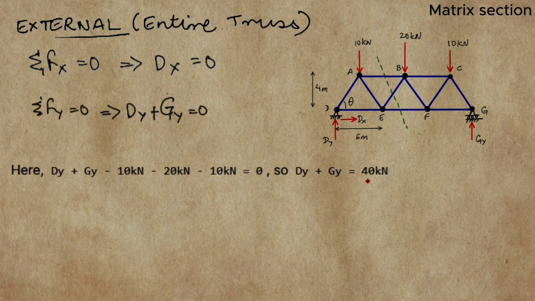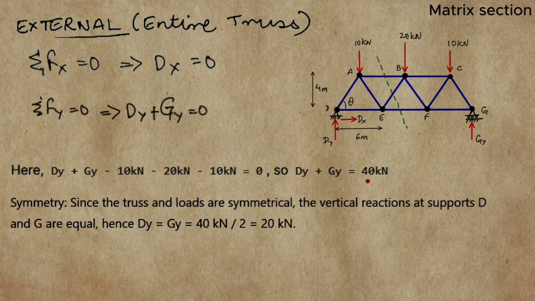But since the truss and the loads are symmetrical, the vertical reactions at D and G are equal. Hence, Dy equals Gy, which will be 40 divided by 2, which will be 20 kN at each reaction, that is, the vertical reaction at D and G.